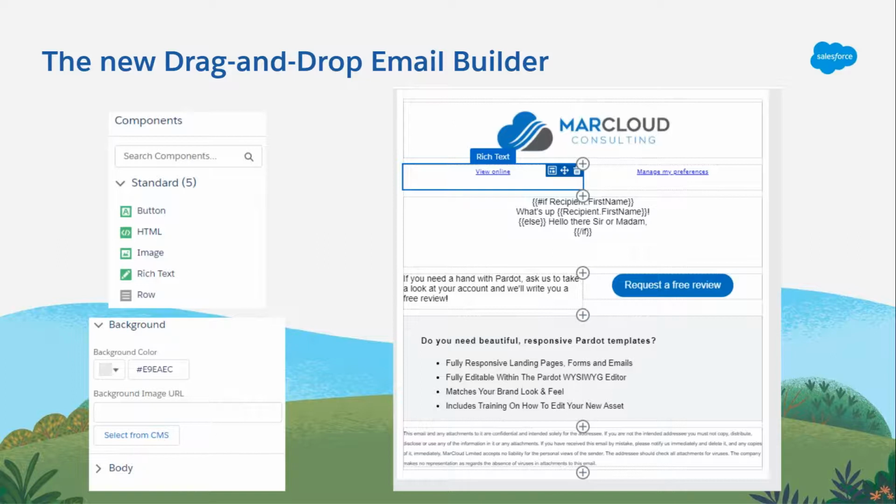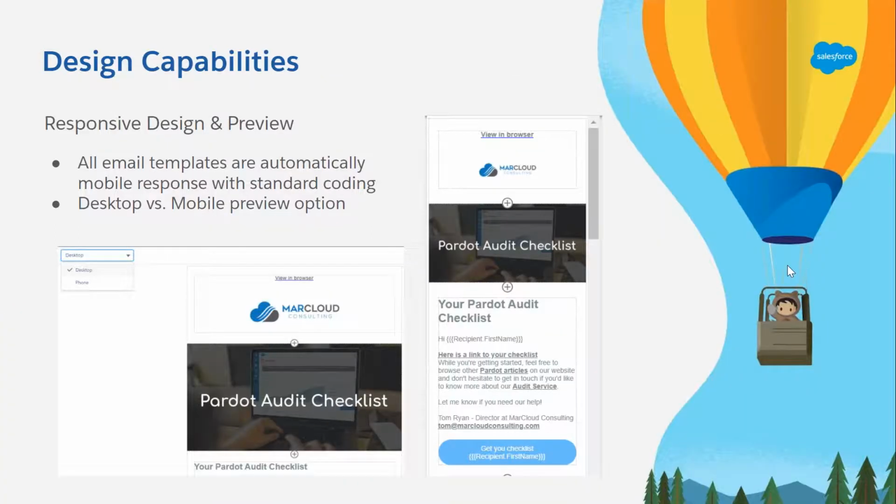So what you'll notice throughout the demo is that we have a number of components. On the left-hand side, we can use buttons, images, HTML, rich text, and I'll go through those in the demo. We can play around with the background colors. We can even add a background image URL, and this ties nicely in with the CMS. And I'll make a point of highlighting that during the demo.